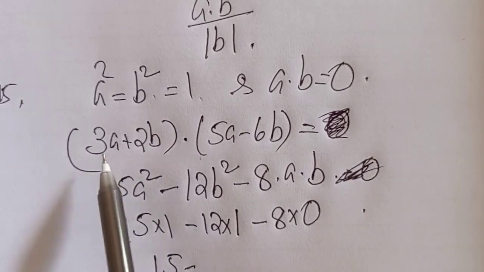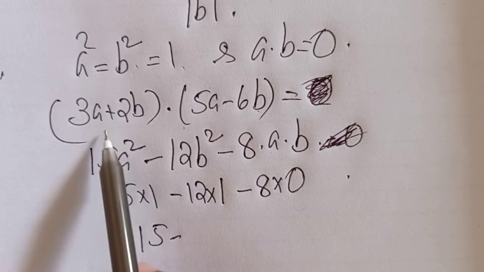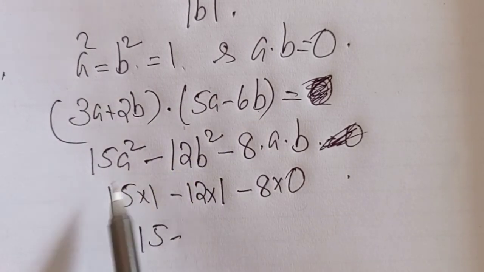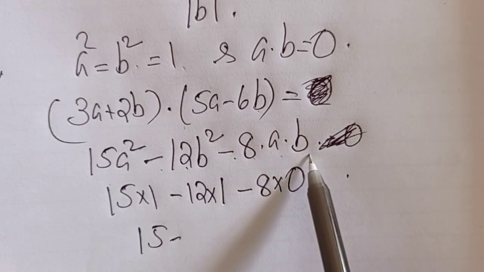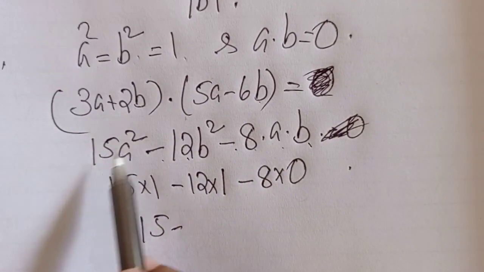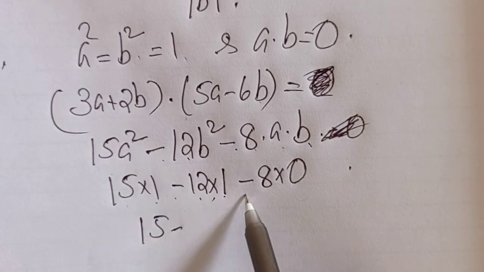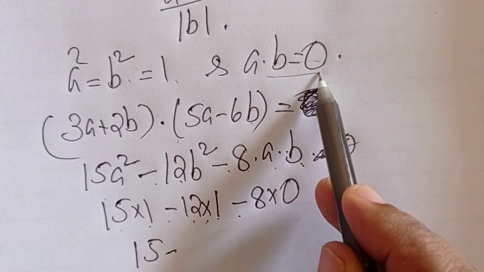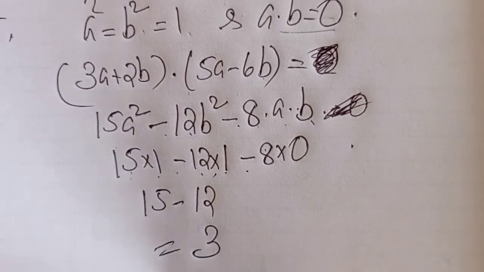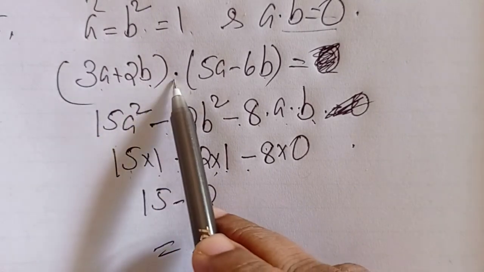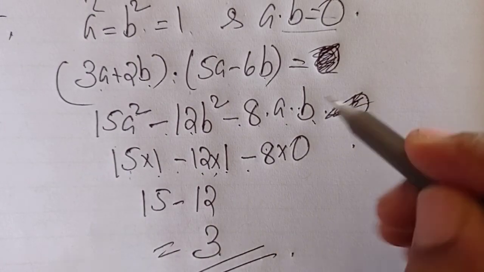Your given question is 3A plus 2B and 5A minus 6B. Usual maths multiplication. 3A into 5A, 15A square minus 12B square minus 8 into A dot B. Find the answer. A square is 1 means 15 into 1, minus B square is 1 means 12 into 1, minus A dot B equal to 0. That is 15 minus 12 equal to 3. 3A plus 2B dot 5A minus 6B is equal to 3.